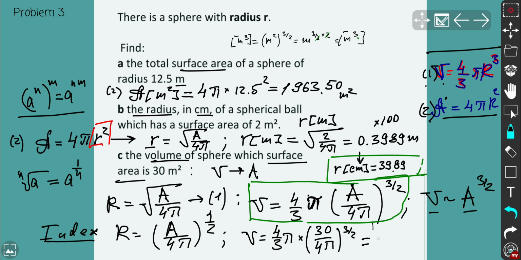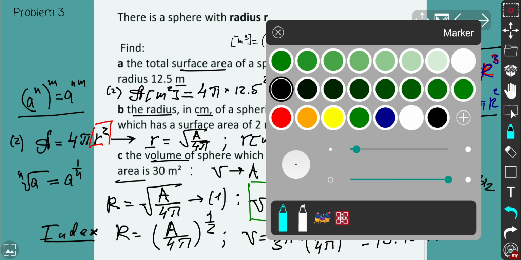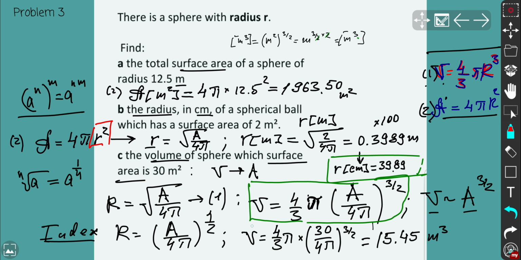If you have another value, just share in comments and we'll reconcile. I've got 15.45 to 2 decimal places, now in meters cubed. Okay, so that's my result. Make sure you have the same. If not, just share in comments what exactly you have, and we can discuss why that is so. I'll definitely give you feedback in the comments.